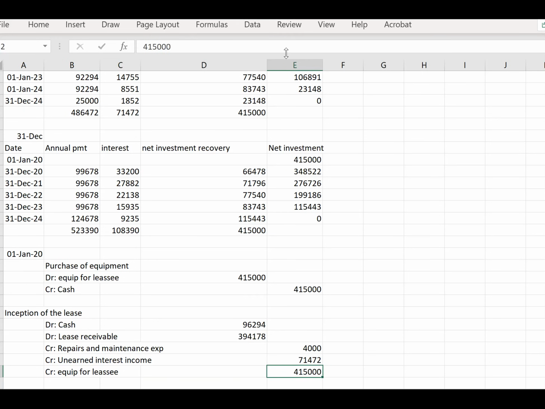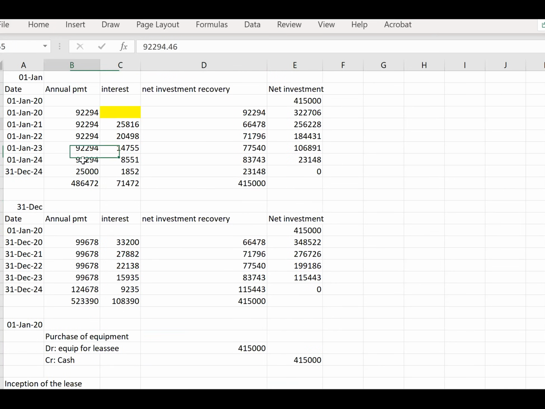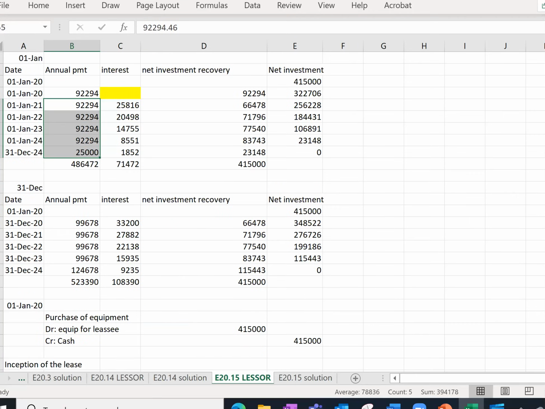Okay, so here what we're doing is we're recording our first lease payment, which also includes $4,000 for the repairs and maintenance expense. We're setting up the remainder as our lease receivable, which is simply the same amount less the lease payment that we just received. We're going to have our unearned interest income, which is, sorry, I'm using the wrong schedule, $71,472 up here. This is our lease payment here. There's our $394. Sorry, I'll drag this down so you can see the sum, $394.